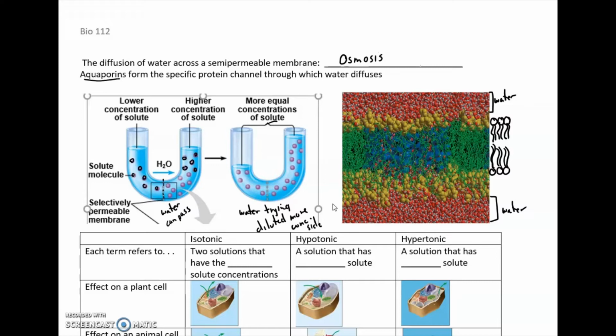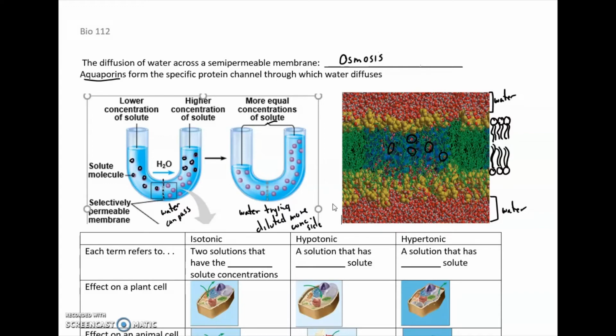And what you have here in the middle, depicted in blue, is a channel that's allowing water to pass through. You can see the little water molecules as they're passing through the membrane in that little channel. So that's facilitated diffusion. The water is just diffusing.